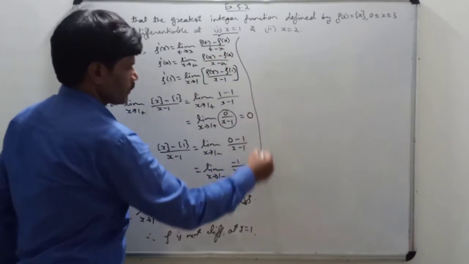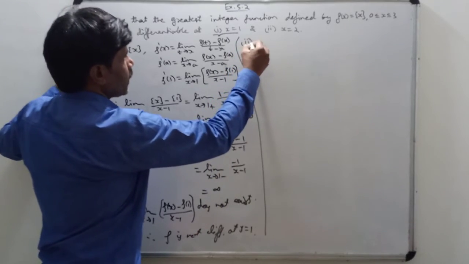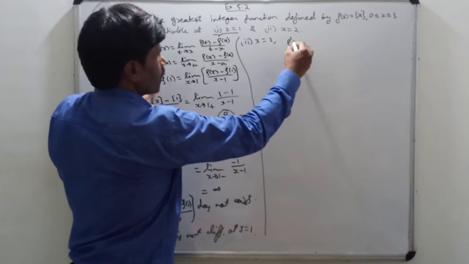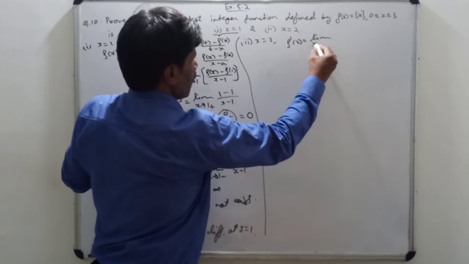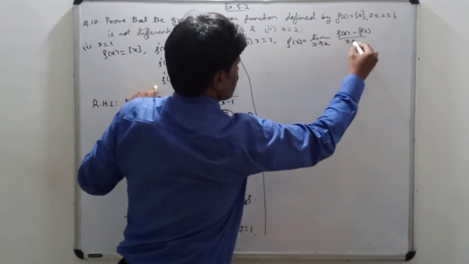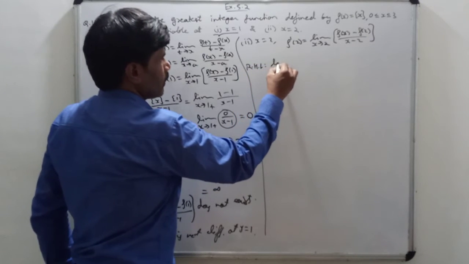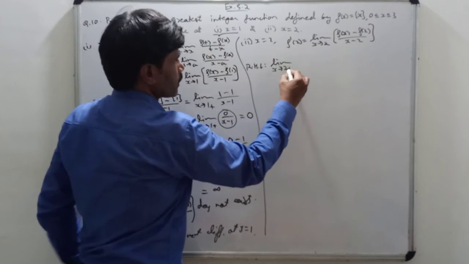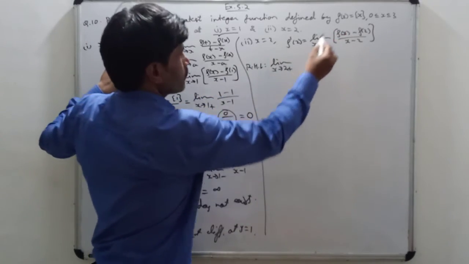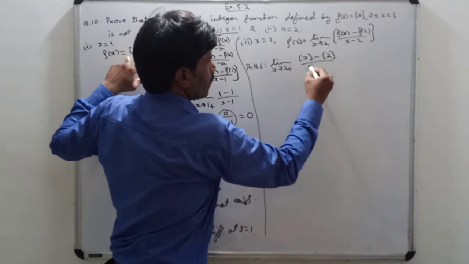Same way we will see for x equals 2. Same thing only. So here f dash 2 will be the limit x tends to 2 of f(x) minus f(2) upon x minus 2. First of all I'll find out the right hand limit, that is, the limit x tends to 2 plus. f(x) is the integral value of x, minus f(2), which is the integral value of 2, upon x minus 2.